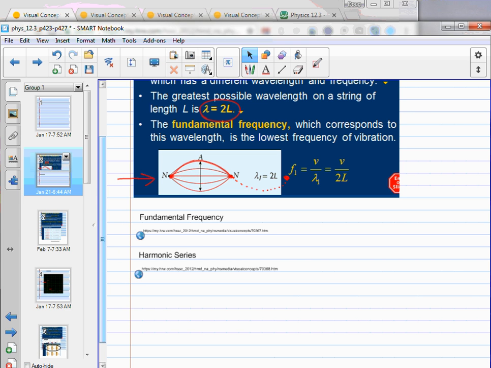So this is called the fundamental frequency for that string. Fundamental frequency corresponds to this wavelength, the lowest frequency of vibration. So since we know velocity equals frequency times wavelength, that is rearranged to solve for the frequency, and that gives us the velocity of the wave divided by the wavelength. And if it's the first frequency, or we call it the fundamental frequency, then that first wavelength is equal to twice the length of that string. Velocity divided by 2L. L will be the length of that string. So this is our fundamental frequency that we can hear.